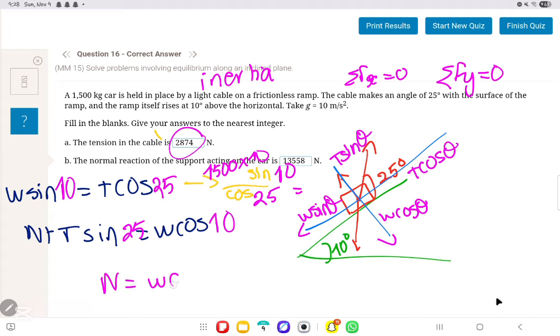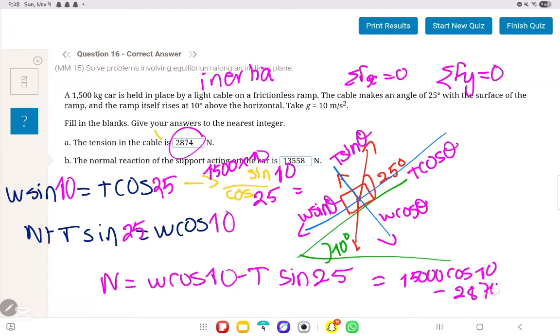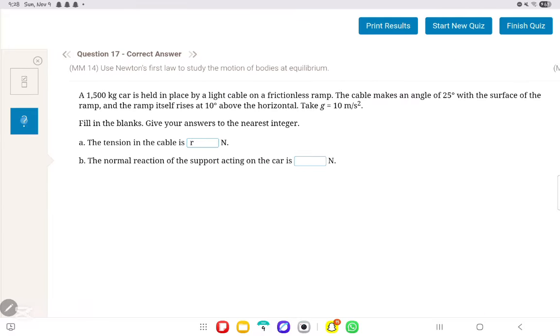Now, how do I find the value of N? N is equal to W cosine 10 minus T sine 25. So W cosine 10, it's going to be 15,000 cosine 10 minus 2,874 sine 25. So it will give me 13,558 newtons. So 13,558 newtons.